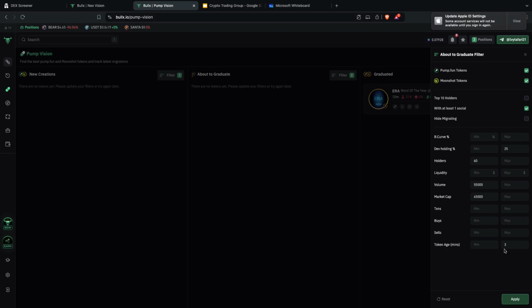Because if coin A produces a lot of volume in a short period of time, in comparison to a coin that doesn't produce as much volume in the same time, it means overall there's a lot of demand for coin A. You understand? So this is one of the reasons why I prefer having 55,000 US dollars as a minimum, and the token age should be about 3 minutes.